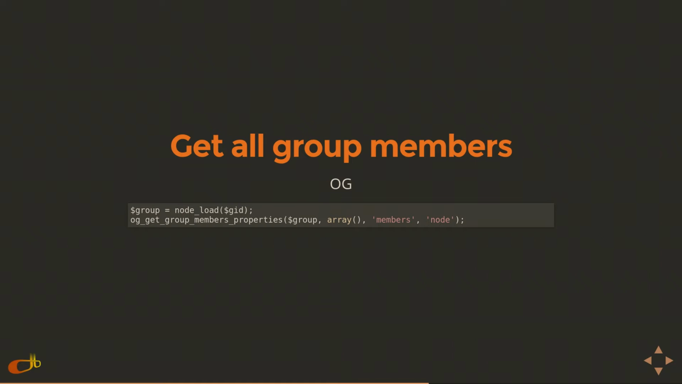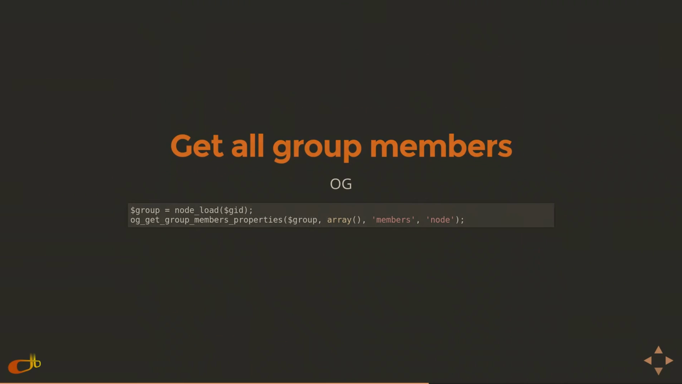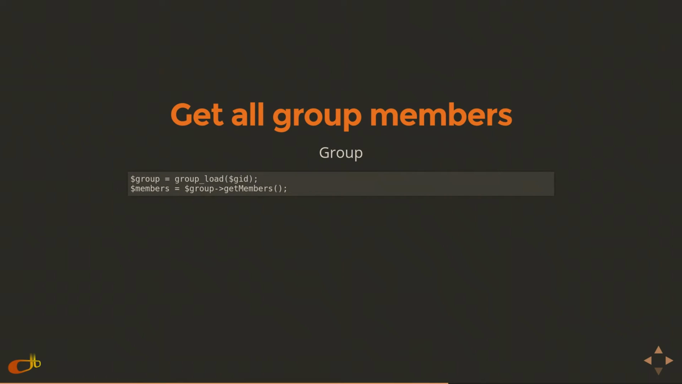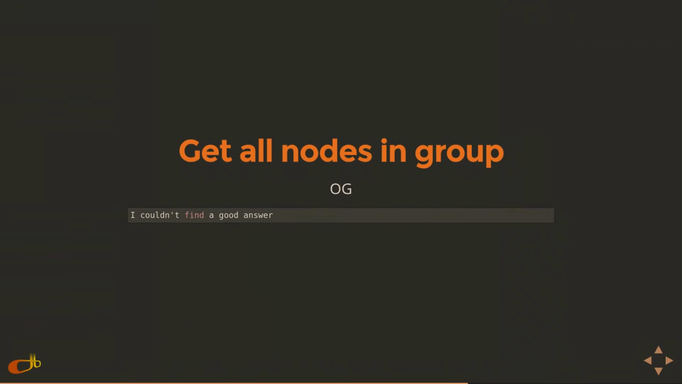Getting all members of a group. This is organic groups. It is a function, but the arguments for the function I'm not sure make a ton of sense. I'm not sure why node's there or why there's an empty array. So it's not very easy to understand what's going on. Also, the function is named kind of oddly. For a group, it's group load and then group get members. Super simple. And then if you wanted to get all members of all subgroups for that group, it's group get members recursive. So there's a lot of extra functionality built into group where there are just methods there for you to use. You don't have to necessarily go building them out yourself.